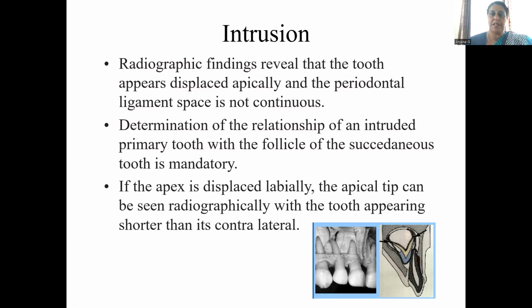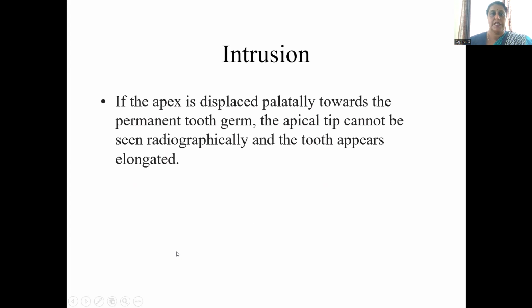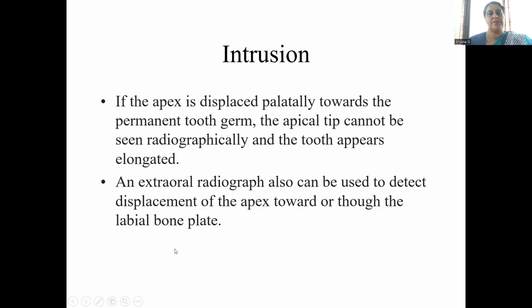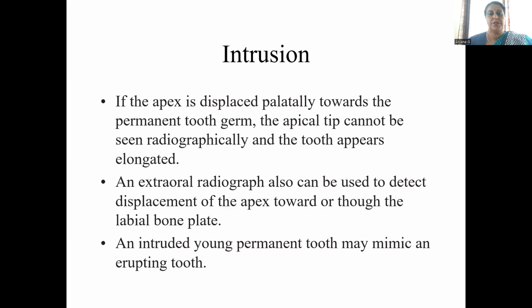If the apex is displaced labially, the apical tip can be seen radiographically with the tooth appearing shorter than the contralateral tooth. If the apex is displaced parallel towards the permanent tooth germ, the apical tip cannot be seen radiographically and the tooth appears elongated. An extraoral radiograph also can be used to detect the displacement of the apex towards or through the labial bone. So basically you have to see whether the permanent tooth bud has been damaged or not. An intruded young permanent tooth may mimic an erupting tooth.